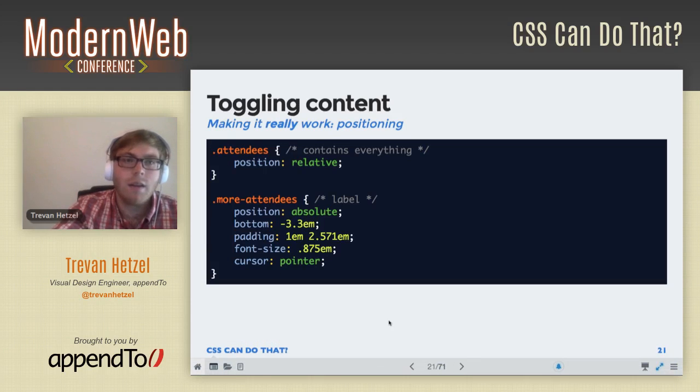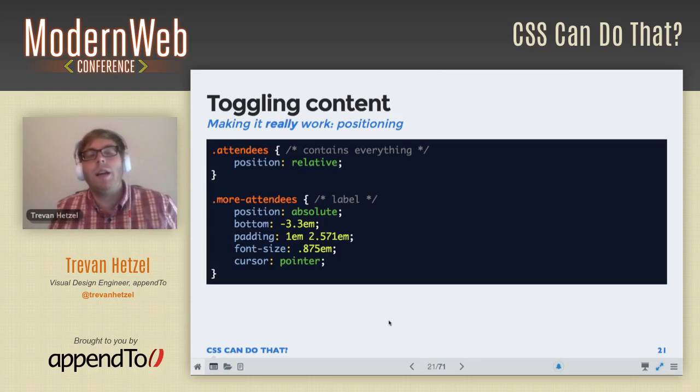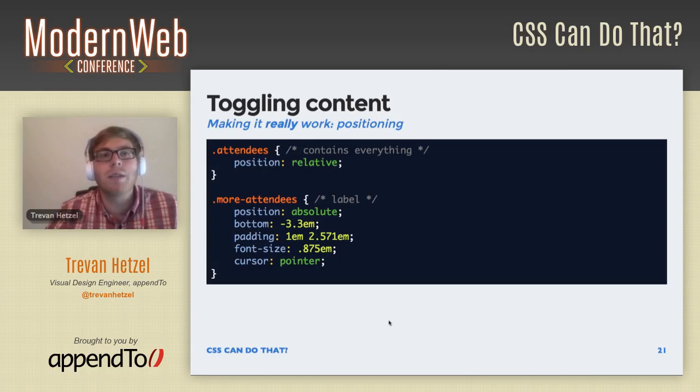So to do that, to make it really work, we kind of have to use some positioning tricks. Remember that the div that encompassed this entire list had a class of attendees, and so we're just going to set that to have a position of relative, and that allows us to then set the label to position absolute. So it will be positioned absolute relative to the container that contains everything.